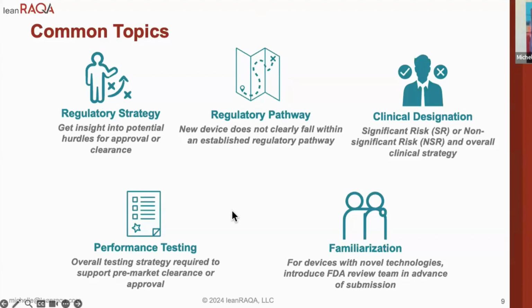So common topics for pre-submission include asking specific questions about your regulatory strategy, again, particularly if you have anything new or novel or different from your predicate. The regulatory pathway, if you're not sure if your device fully falls in a particular product code, or how the FDA would feel about your predicate strategy compared to a de novo. It is also very helpful to get buy-in from the FDA if they agree that you're significant risk or non-significant risk in your overall clinical strategy.